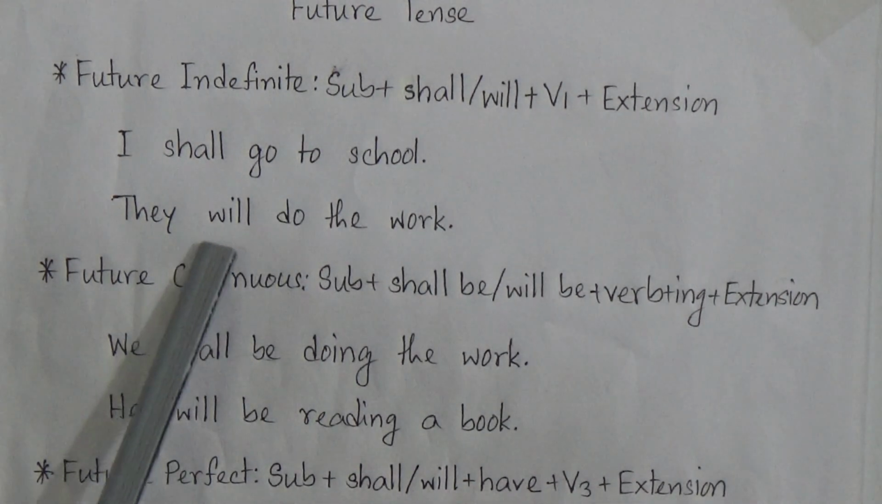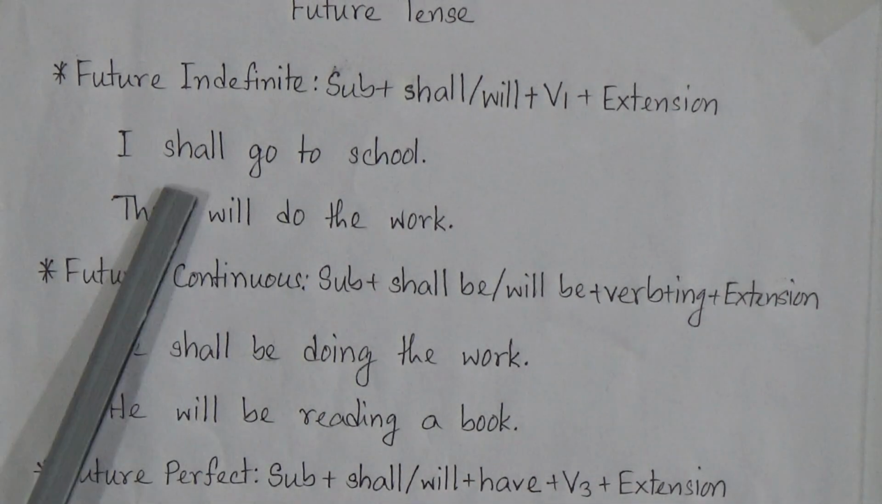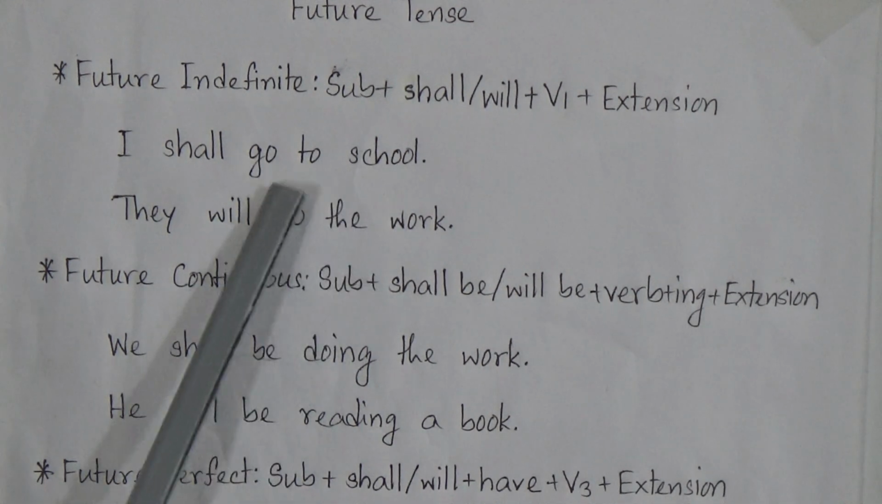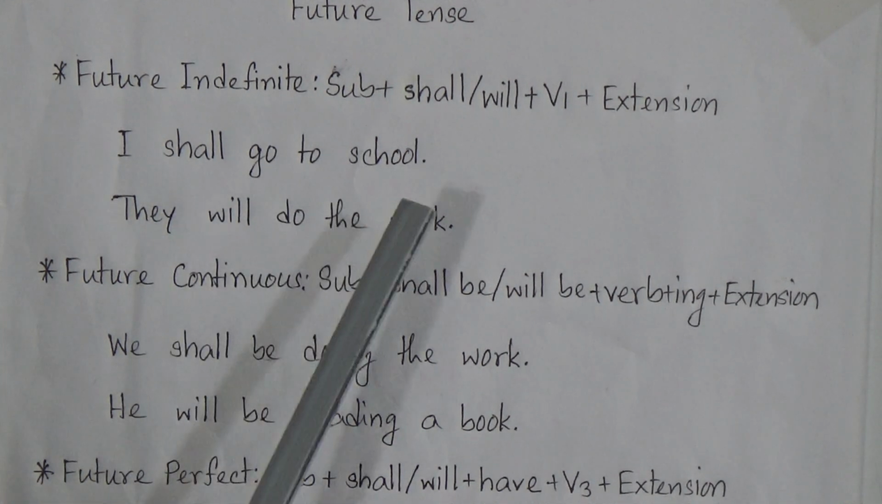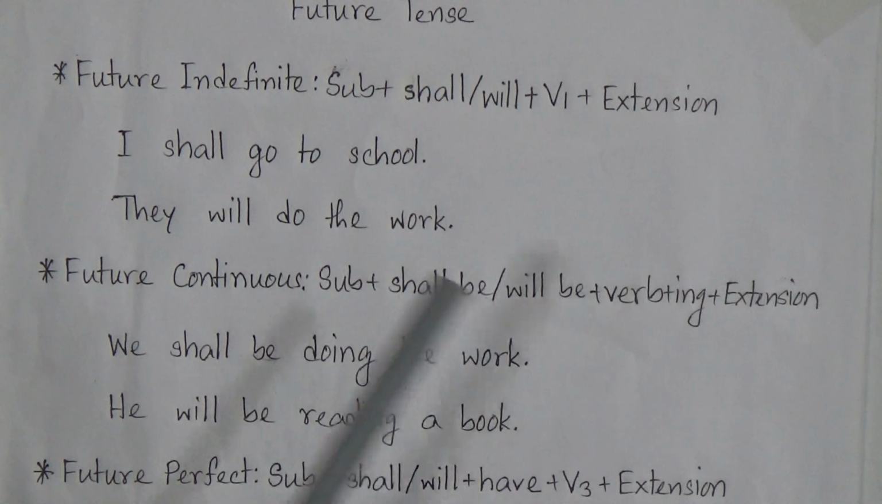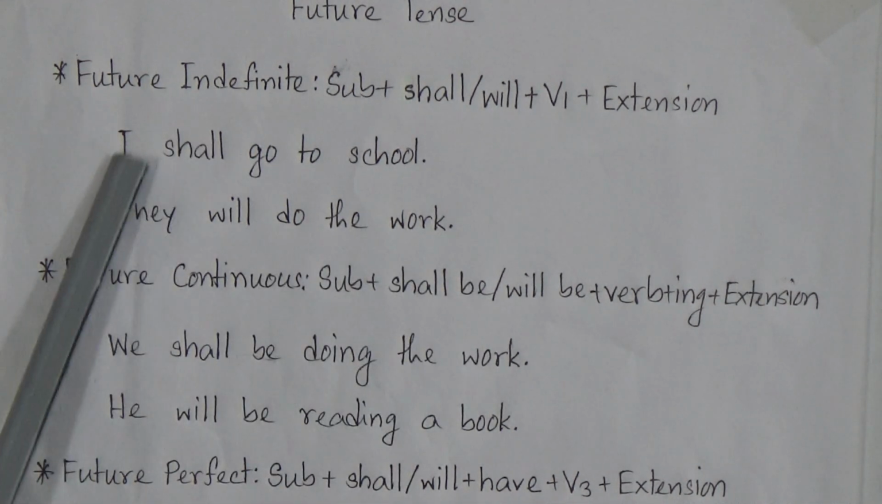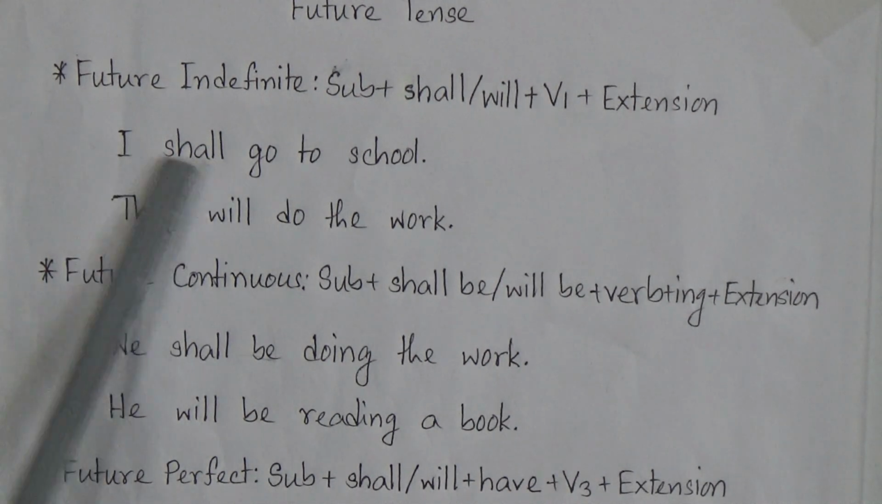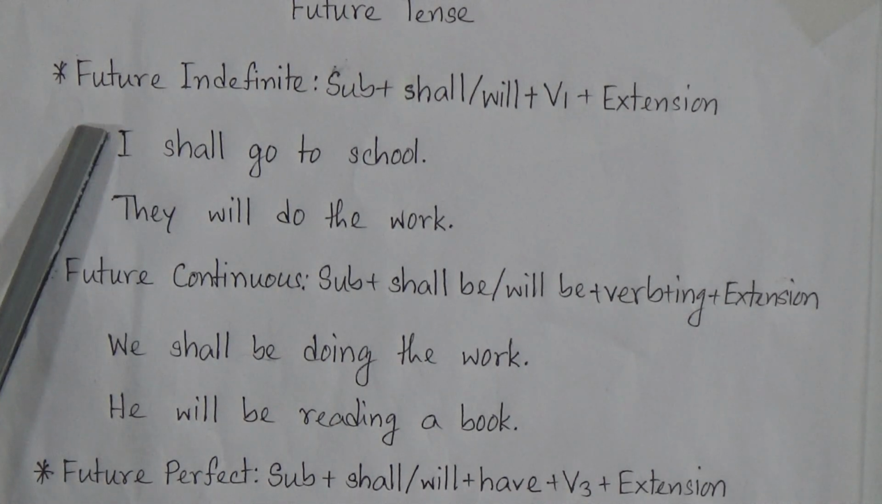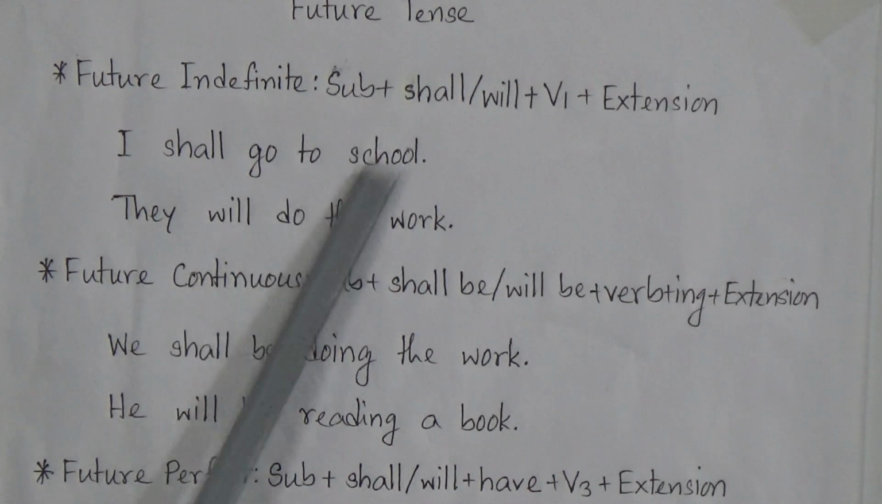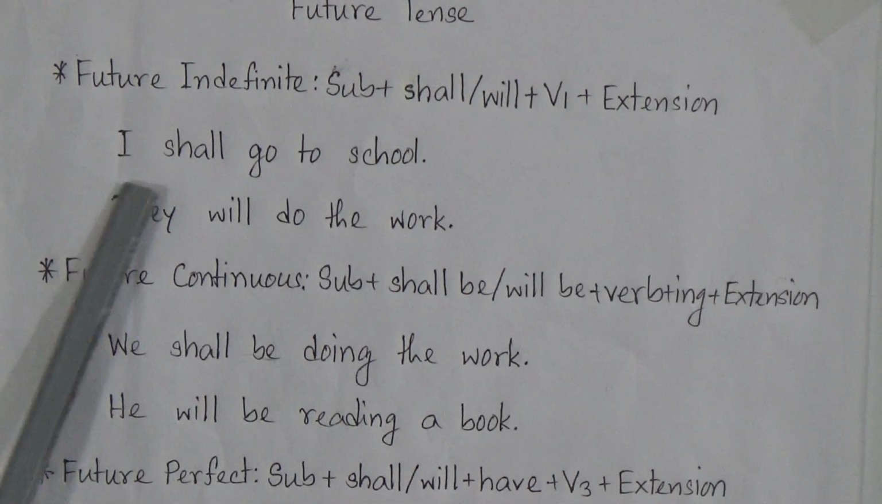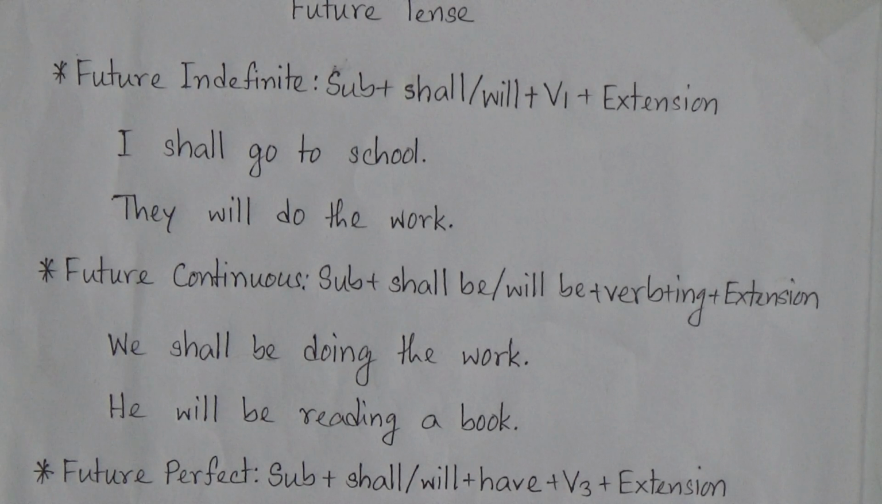So when will you use future indefinite tense? We will use future indefinite tense when an action is expected to occur in the future and be completed. So when the action is expected to occur or happen in the future and be completed, in this situation we will use future indefinite tense.